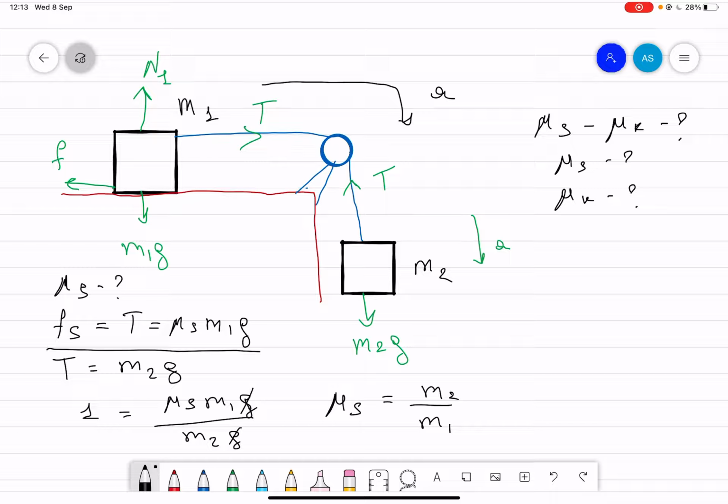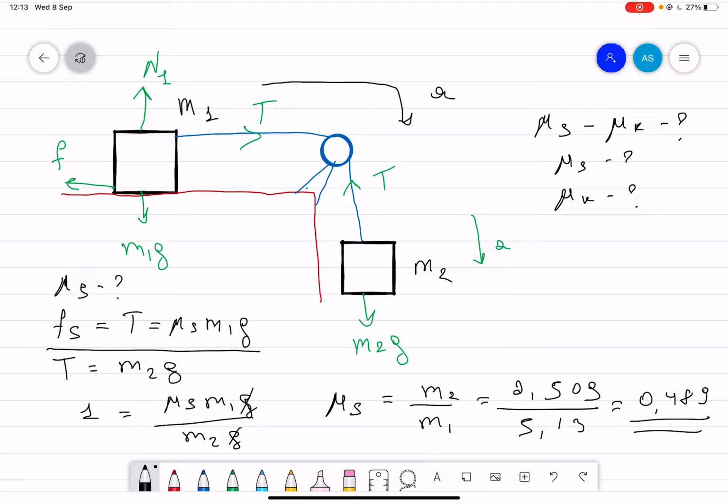Now, if you plug in the numbers, m2 in my case is 2.509 divided by m1, which was 5.13. If you do the calculation, you should find it's equal to 0.489. So far we found mu s. Now we have to find mu k.